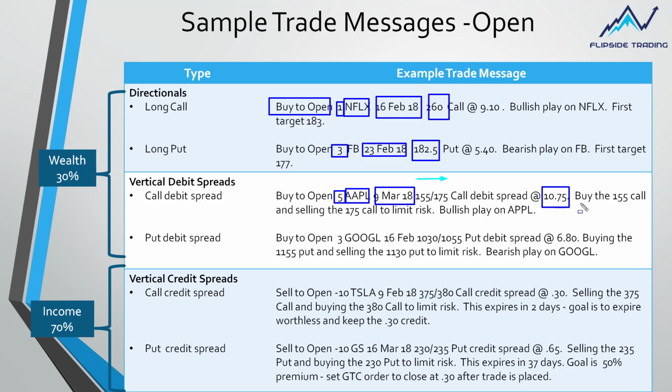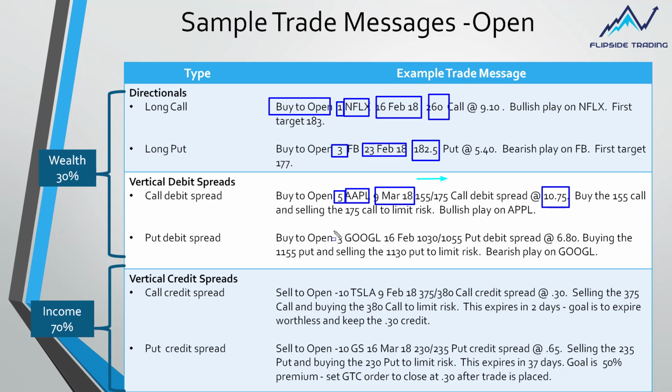So we're going to tell you straight out, you're going to buy the 155 call and you're going to sell the 175 to limit the risk. Bullish play in Apple. If this nomenclature is confusing, don't worry about it. We will decipher it for you here on the back end. Put debit spread. Okay, bullish play.